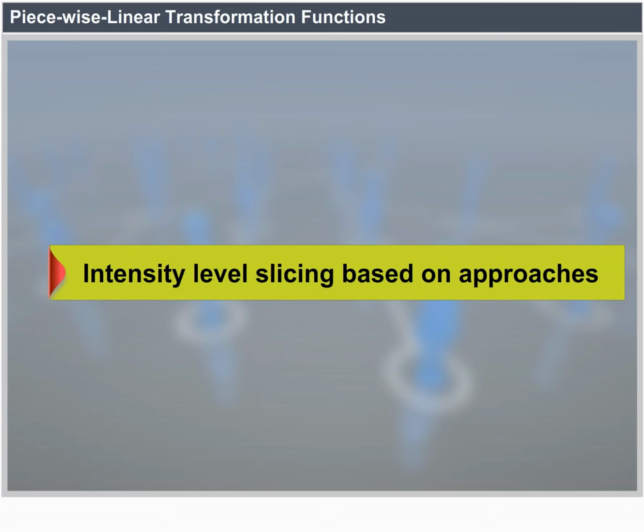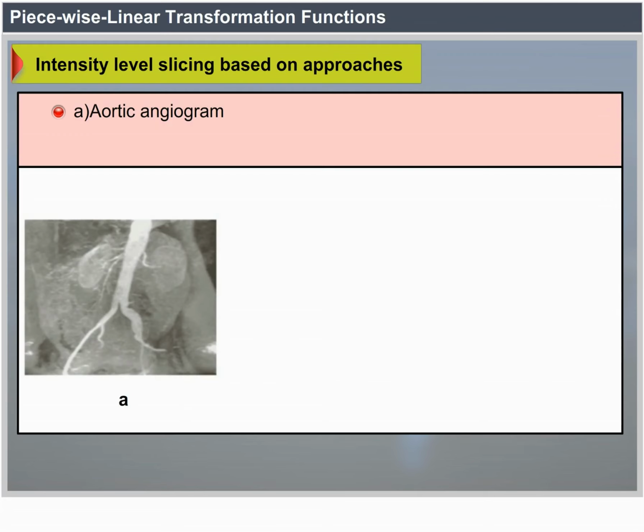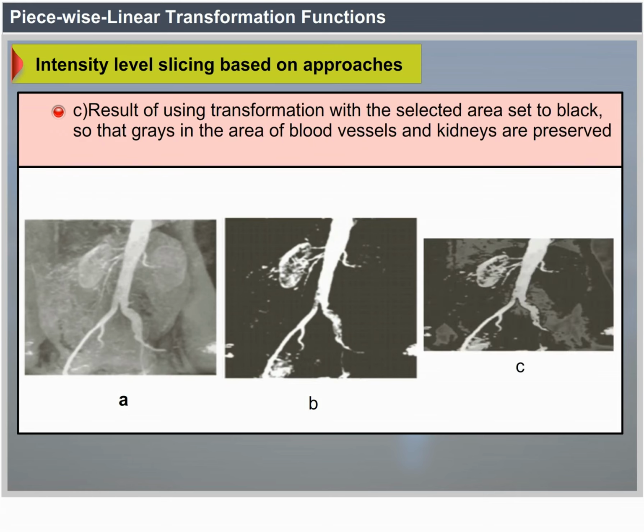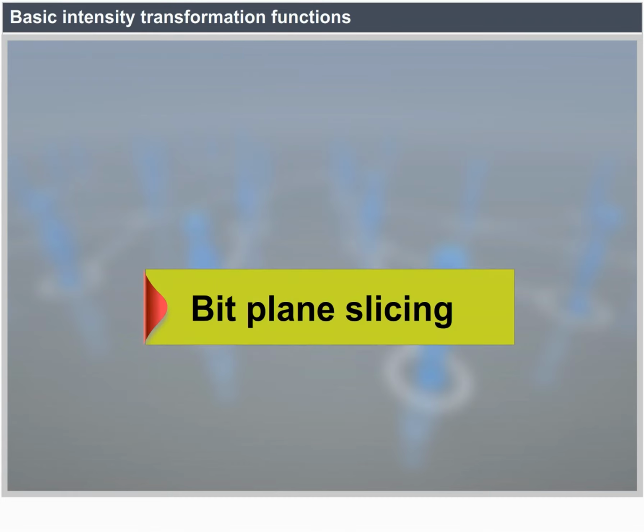Bit plane slicing. Pixels are digital numbers composed of bits. The gray level of each pixel in a digital image is stored as one or more bytes in a computer. It is a method of representing an image with one or more bits of the byte used for each pixel. Goals of bit slicing: converting a grayscale image to a binary image, representing an image with fewer bits, and compressing the image to a smaller size.